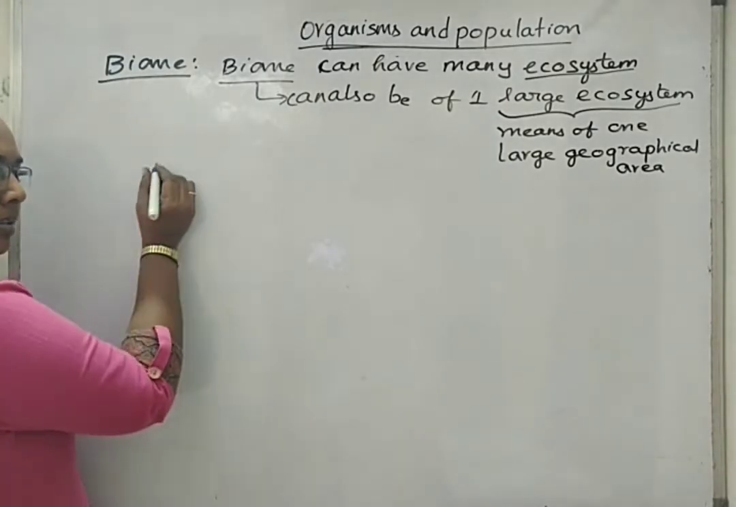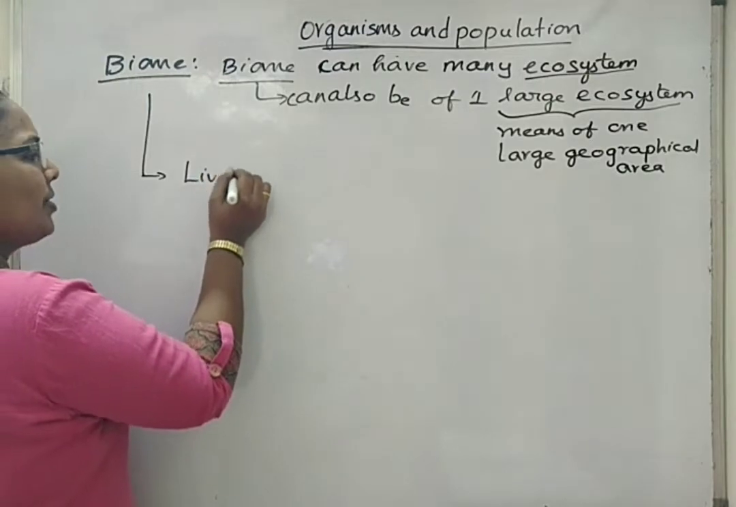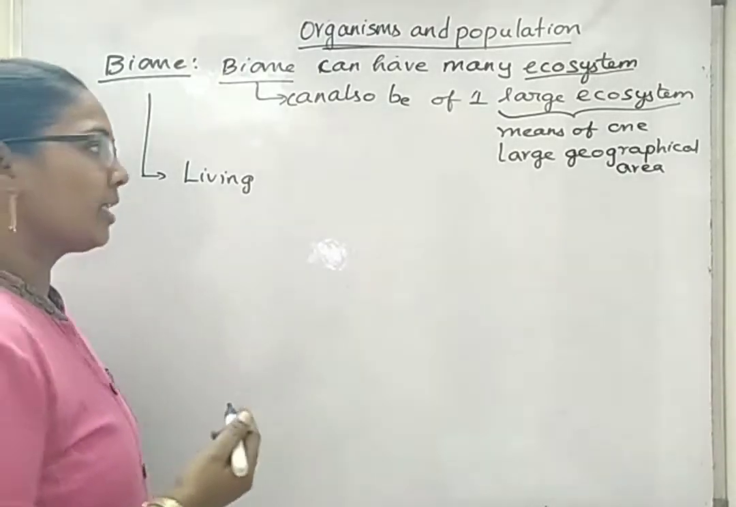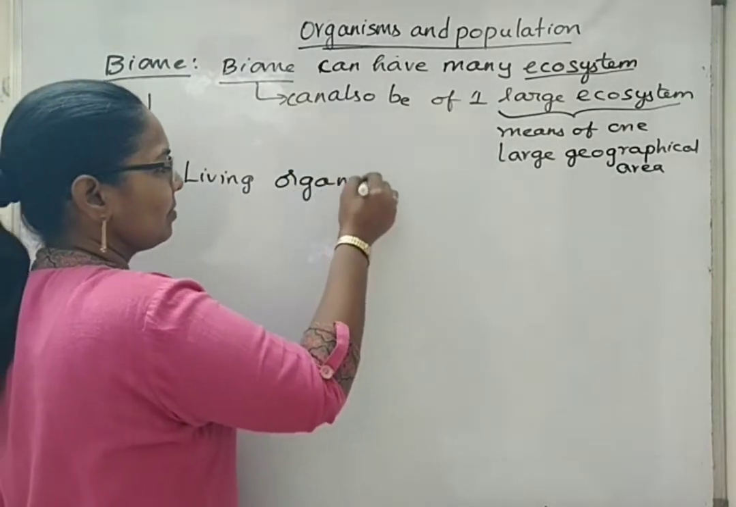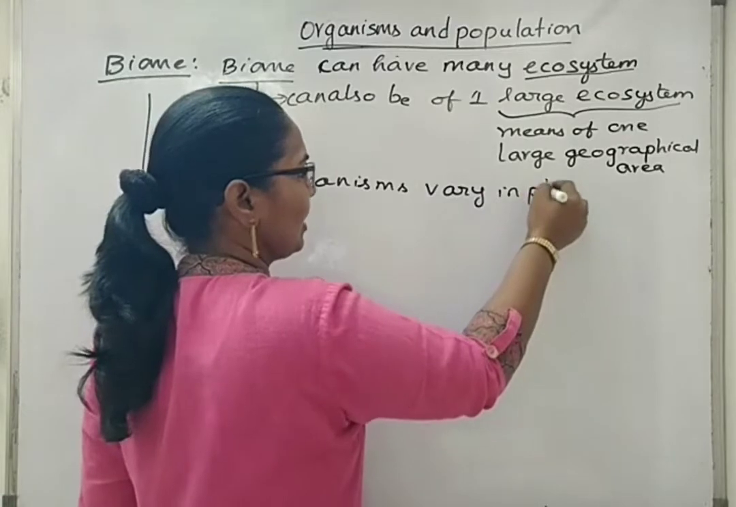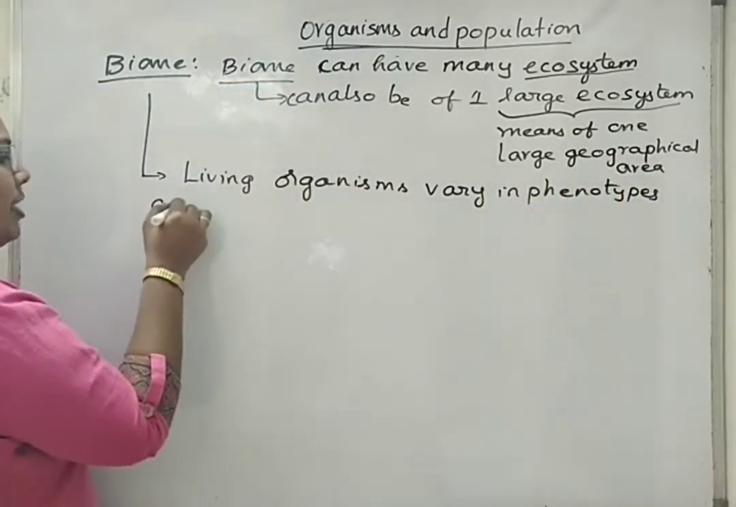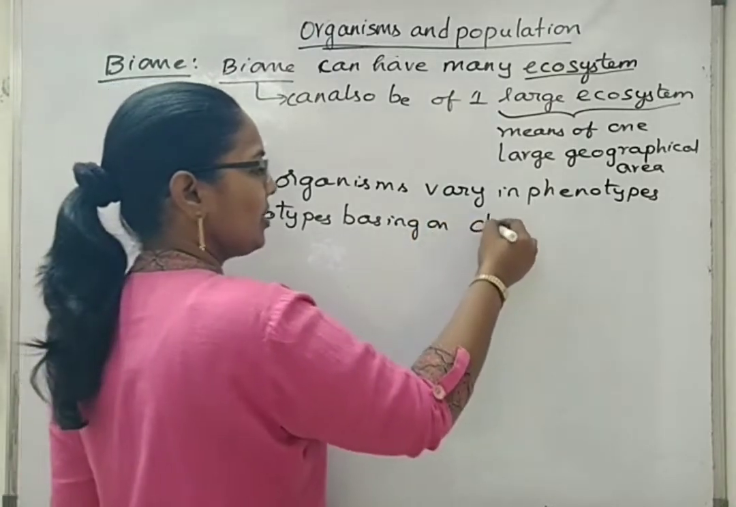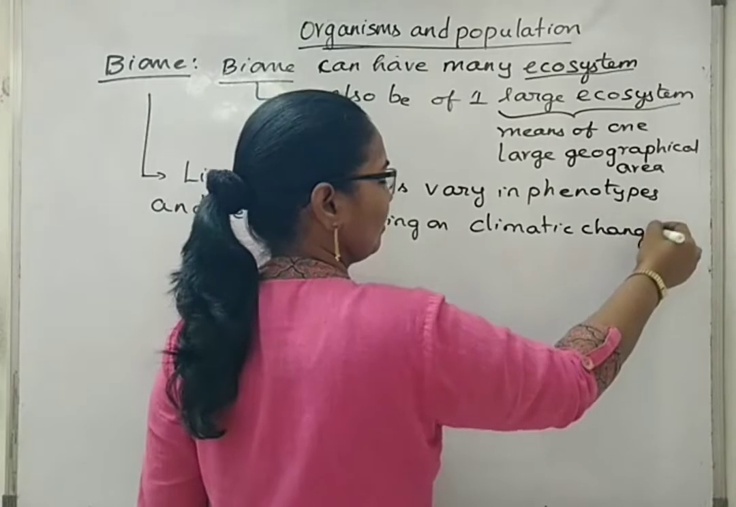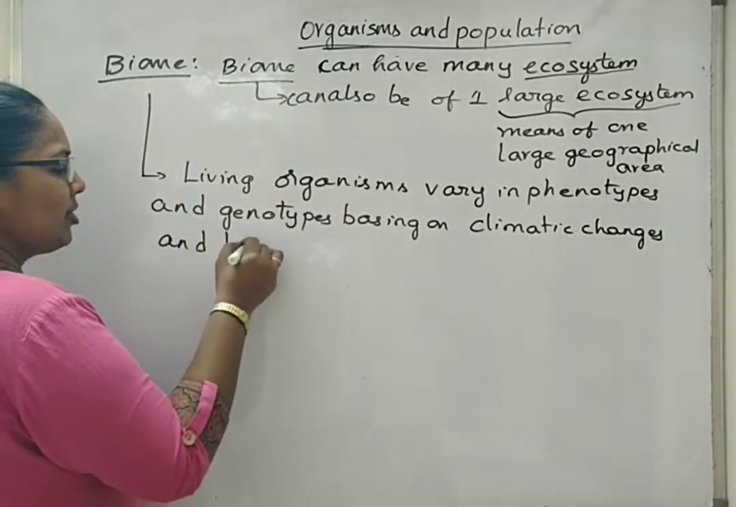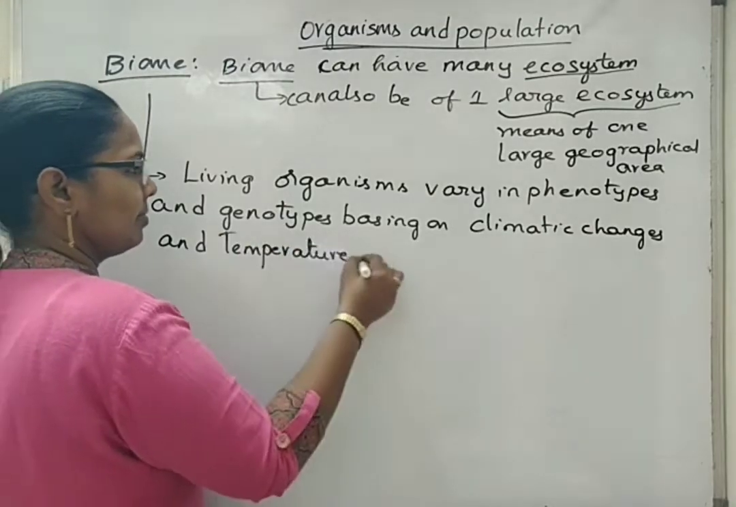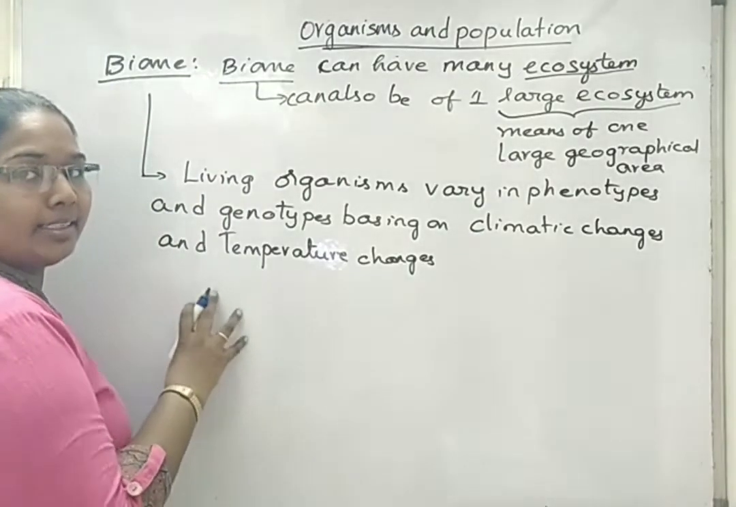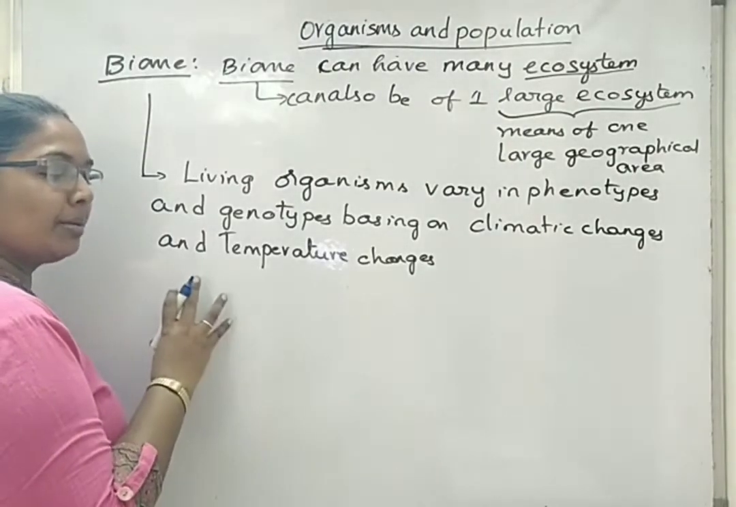Next, in case of biome, living organisms vary according to the climatic changes, and also they have interaction with the surrounding environment. Living organisms vary in phenotypes and genotypes based on climatic changes and temperature changes. And in case of biome, the living organisms have rare interaction with the surrounding environment. Sometimes the interaction may be absent also.